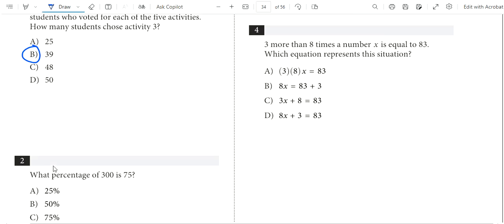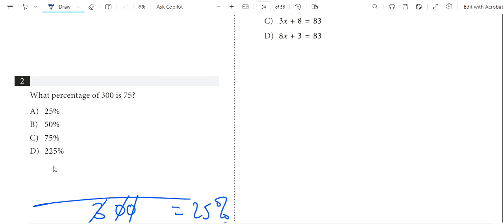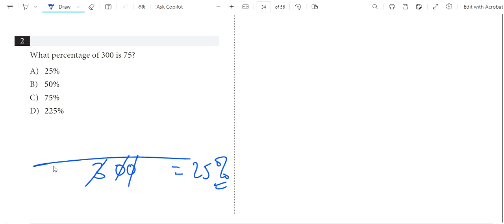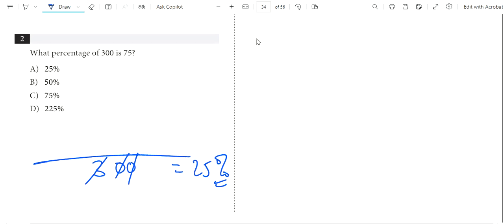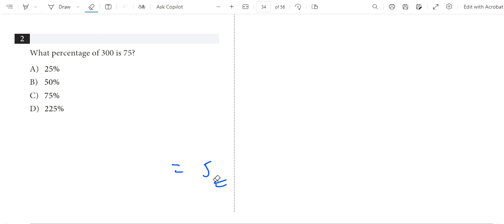Now let's go on to question 2. Question 2 says, what percentage of 300 is 75? Now this is pretty easy. All we simply need to do is set up easy proportions. So we're going to do something as easy as 75 over 300.